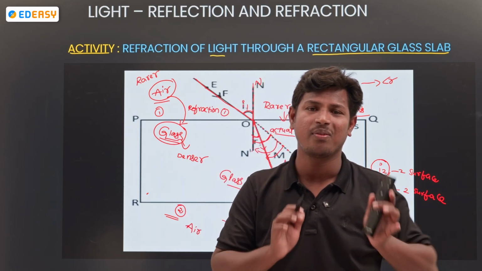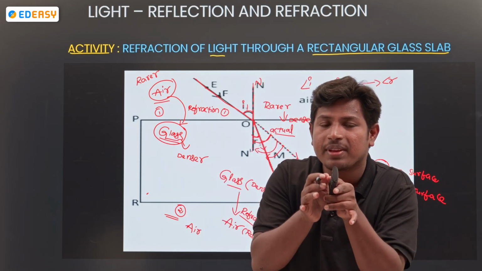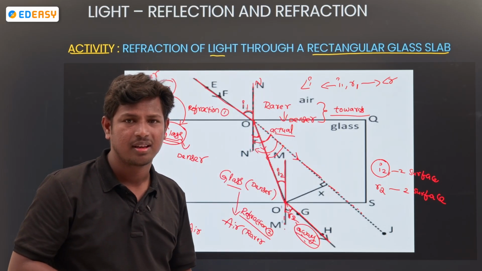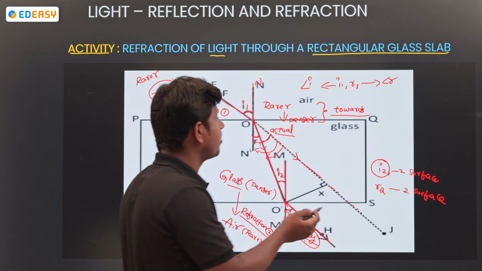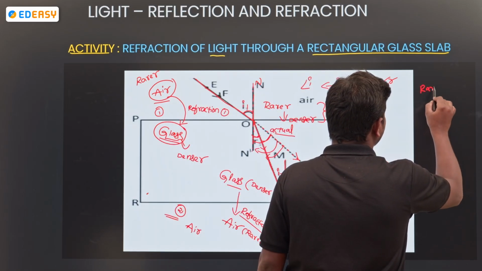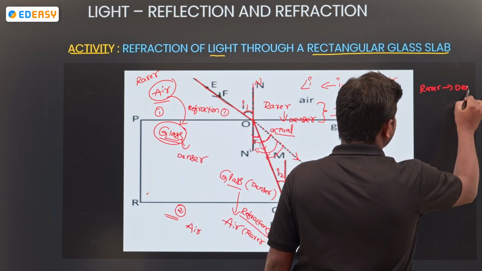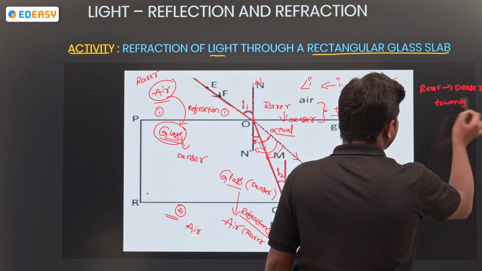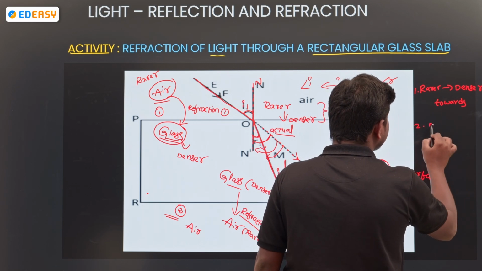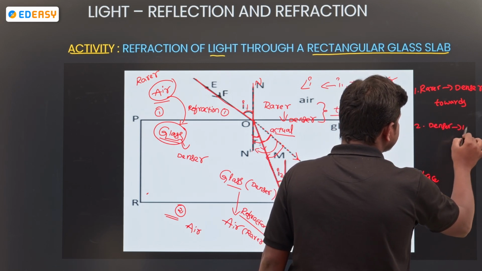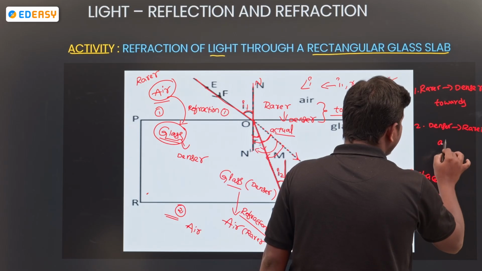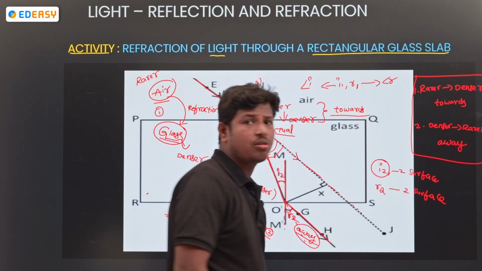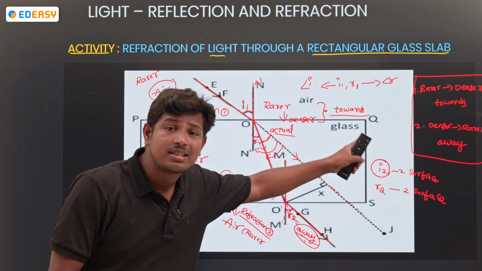Why is it away? Because light travels from denser to rarer, it bends away from the normal. Clear? Remember the points I am writing here. Rarer to denser, towards the normal. Denser to rarer, how will it be? Away from the normal. Remember the points: rarer to denser towards the normal, denser to rarer away from the normal.